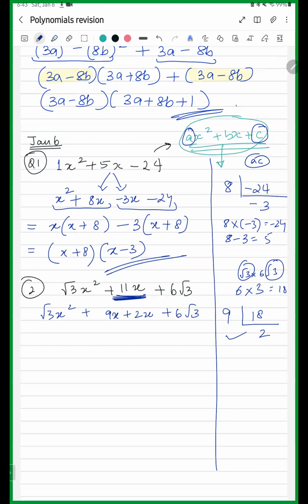Now, in the first term, what can we take as common? We can take root 3x as common. And in the bracket, you are left with x plus. Now, what are you left with over here? If you have 9, you can write this as 3 into 3. And this 3, you can write it as 3 into root 3, right? So basically 9 can be written as 3 into root 3. So if you take away a root 3 from here, that means you have taken this away, and what are you left with? 3. Okay.